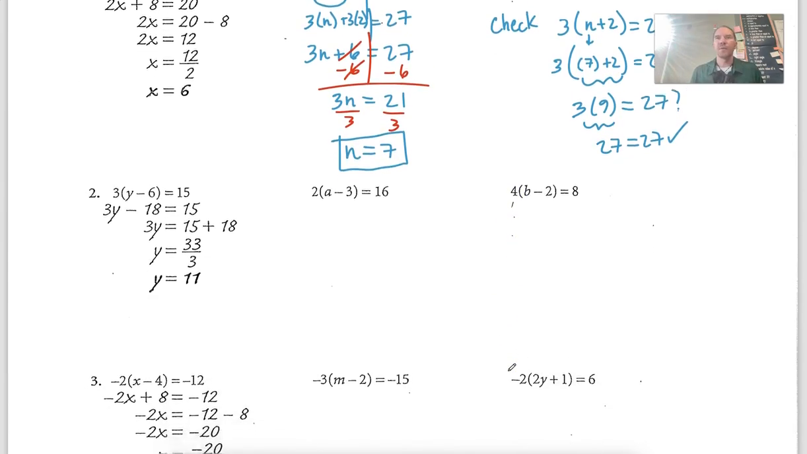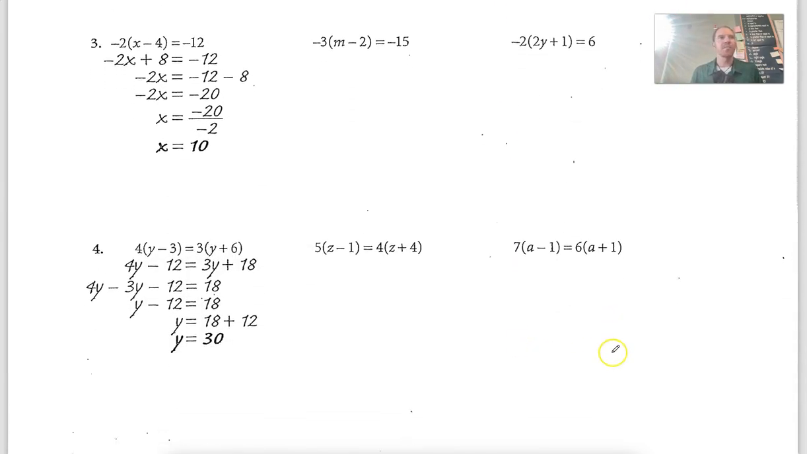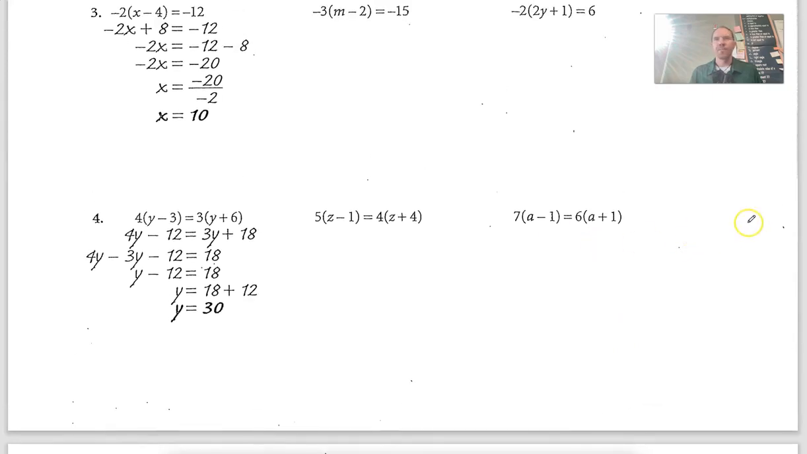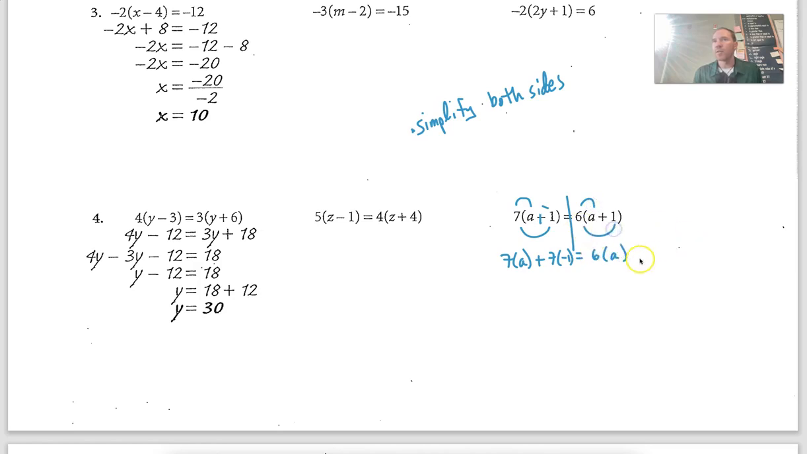I'm going to do one more example here. Towards the bottom, I'll do the bottom right here. This last one here. So looking left side and right side. Again, I notice that I can simplify. Actually, on both sides. This time we can simplify both sides. Look at that. On the left side, I can do 7 times a, and then I'm going to chop slash that, plus negative 1. 7 times a plus 7 times negative 1. And that'll equal on the right side 6 times a plus 6 times 1.